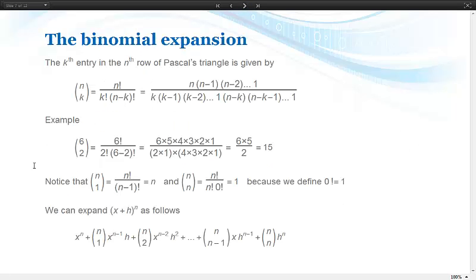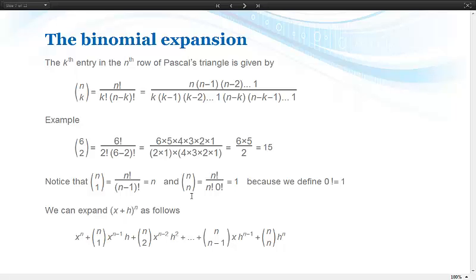And notice that by the formula, n choose 1, that would be the second entry, is n factorial over n minus 1 factorial. Well, that's n times n minus 1 factorial, and the n minus 1 factorials cancel. You can show for yourself that that always is just n, because the rest of the terms in the numerator will cancel the entire denominator.